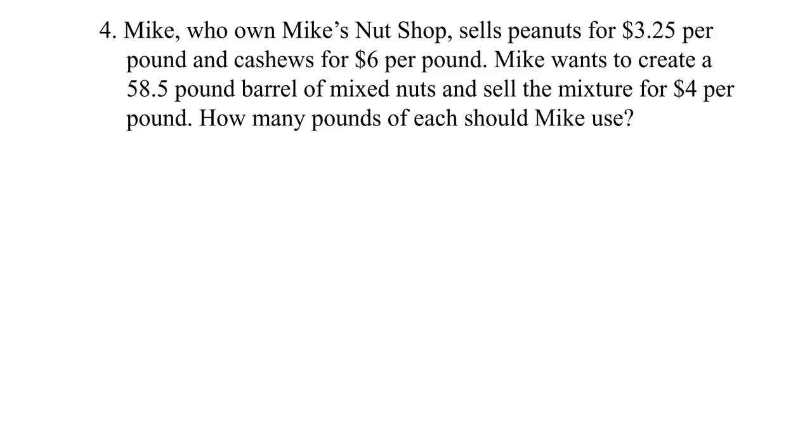Let's talk about the nut shop problem. Mike, who owns Mike's Nut Shop, sells peanuts and cashews. Peanuts for $3.25 a pound, cashews for $6 a pound. Mike wants to create a 58.5-pound barrel of mixed nuts and sell that mixture for $4 per pound. How many pounds of each should Mike use?